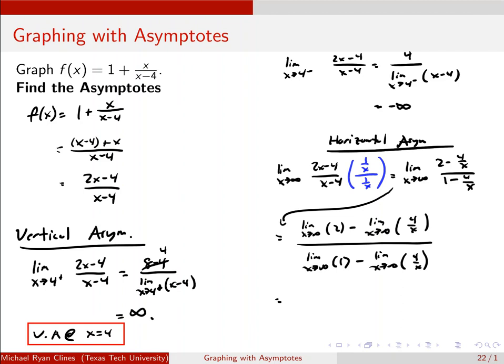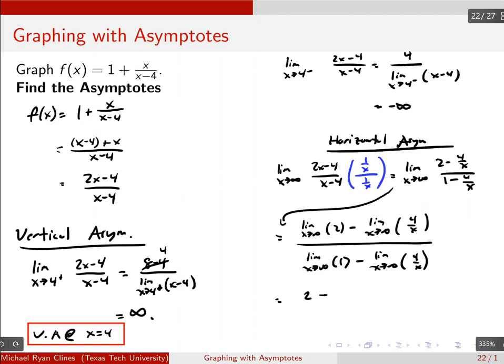Now, this first term, right here, this limit as x approaches infinity of 2. What's it going to converge to? Well, that's just going to go to 2. It's a constant. It's not going anywhere. Now, what about this term? The limit as x approaches infinity of 4 divided by x. Well, the 4 is fixed, but we are dividing it by bigger and bigger and bigger numbers. So this whole thing is going to go towards 0.